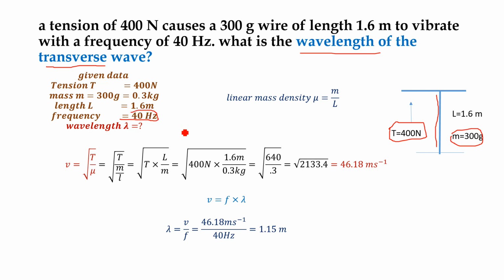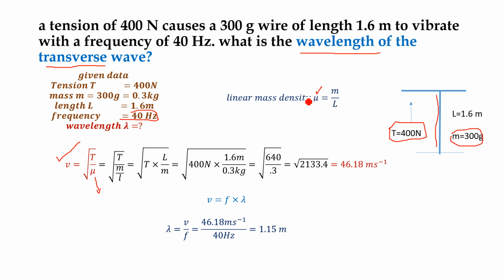Now for determining the wavelength, first we will calculate the velocity of the wave in a straight string, and the velocity of a transverse wave in a straight string is equal to under root T divided by mu. We have already derived this equation in one of our previous videos, where T is tension and mu is the linear mass density, and linear mass density is equal to mass per unit length, the mass of the string divided by the length of the string.